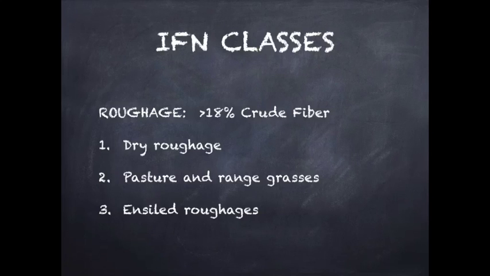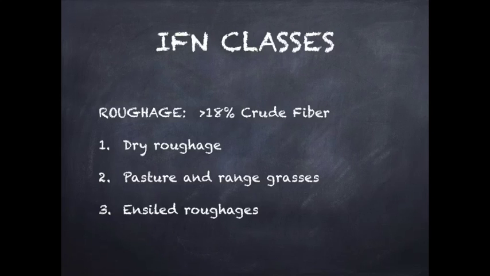One of the things we need to talk about is the International Feed Numbering System. This is an international system, as the title suggests, and it breaks down feeds into 8 different classes. The first 3 classes, categories 1, 2, and 3, are what we consider roughage. We define the term roughage as any feedstuff that is greater than 18% crude fiber. So these are high fiber, bulky feeds, and the first 3 general categories of the IFN system are considered roughages.